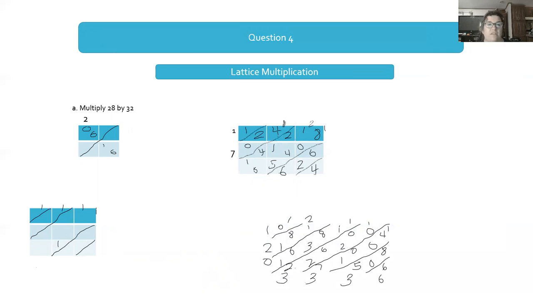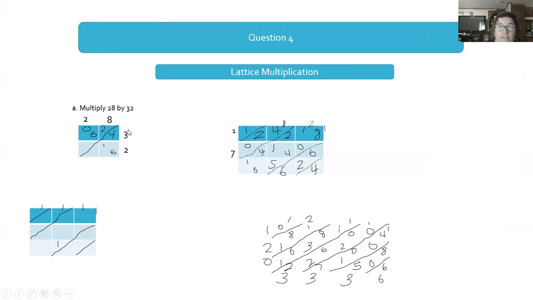Okay, so we're gonna look at the first one. We got 28. We're gonna put our numbers up. So the top of our lattice is gonna be 2 and 8. You're gonna give them each their own column. You get 2 and 8. Then you're gonna do it on the sides, 3 and 2. Okay, now we're gonna go to this first bubble.